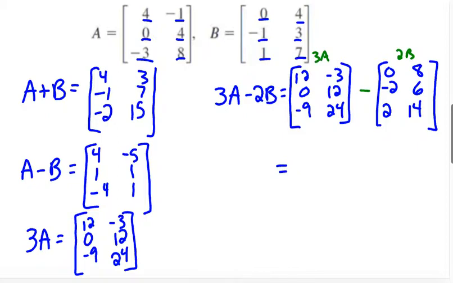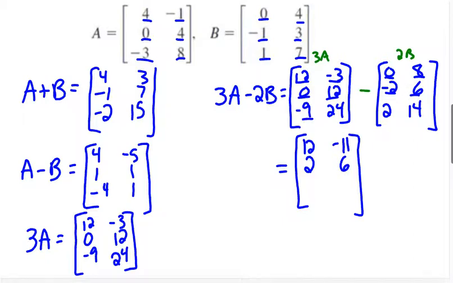And then finally, I'm going to subtract those two things. So 12 minus 0 is 12. -3 minus 8 is -11. 0 minus -2 is +2. 12 minus 6 is 6. -9 minus 2 is -11, and 24 minus 14 is 10.